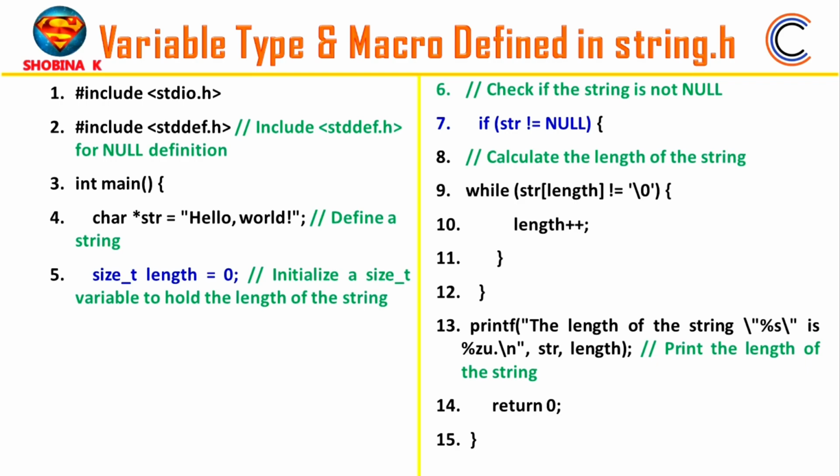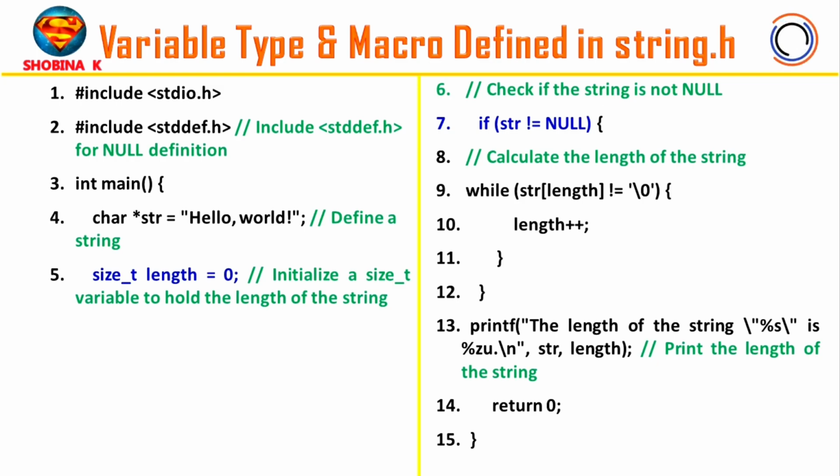And next, length calculation. Here we check if the string pointer str is not NULL. Since str is a pointer to a string literal, it cannot be NULL. Inside the if statement, we calculate the length of the string by iterating over each character in the string until we encounter the null terminator. We increment the length variable with each iteration. And finally, we print the length. We print the length of the string using the printf statement.